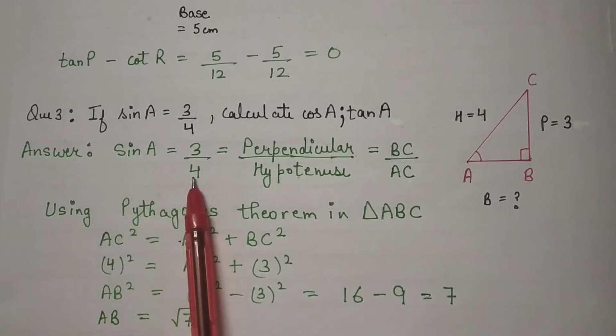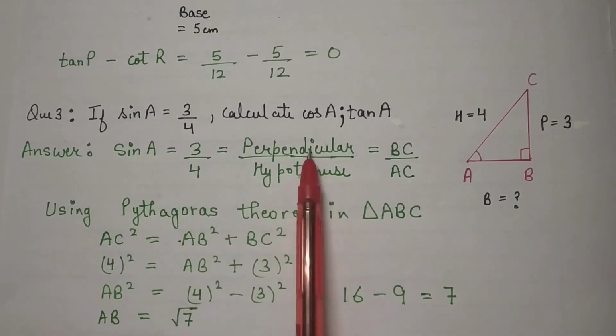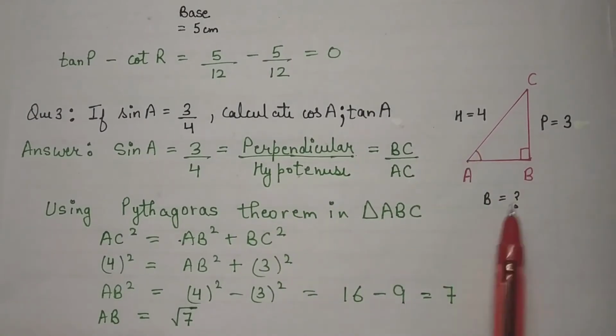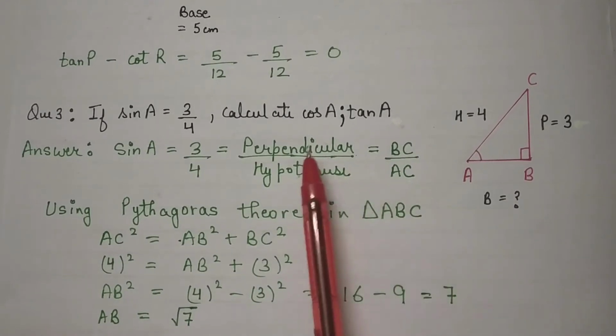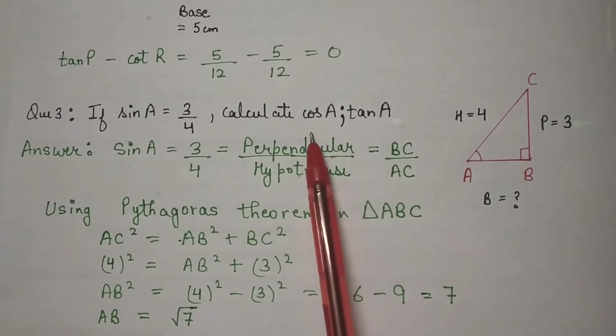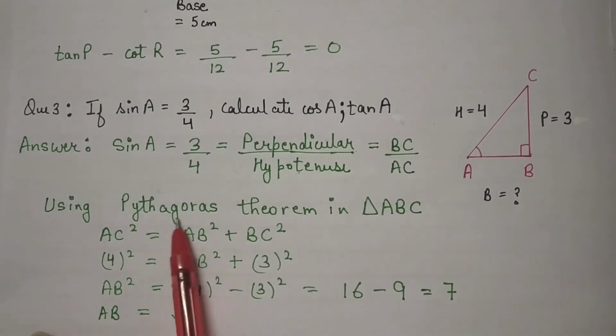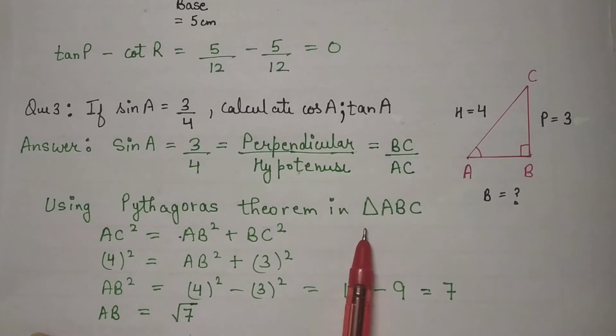Sin A, we have got 3 by 4. Its formula is perpendicular by hypotenuse. Means we have got the perpendicular and hypotenuse, but the third side we don't know. If we get the third side, we will be able to find the trigonometric ratios cos A and tan A. So firstly, find the third side using Pythagoras theorem in triangle ABC.